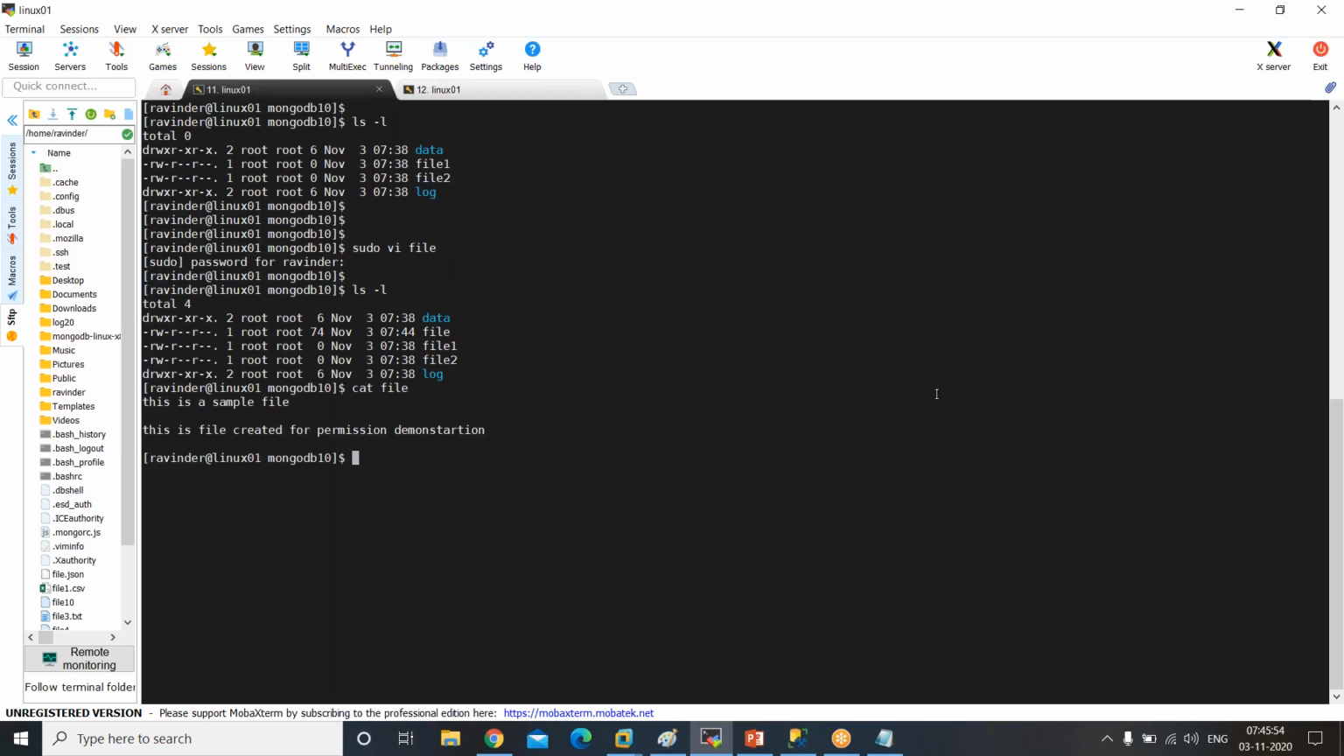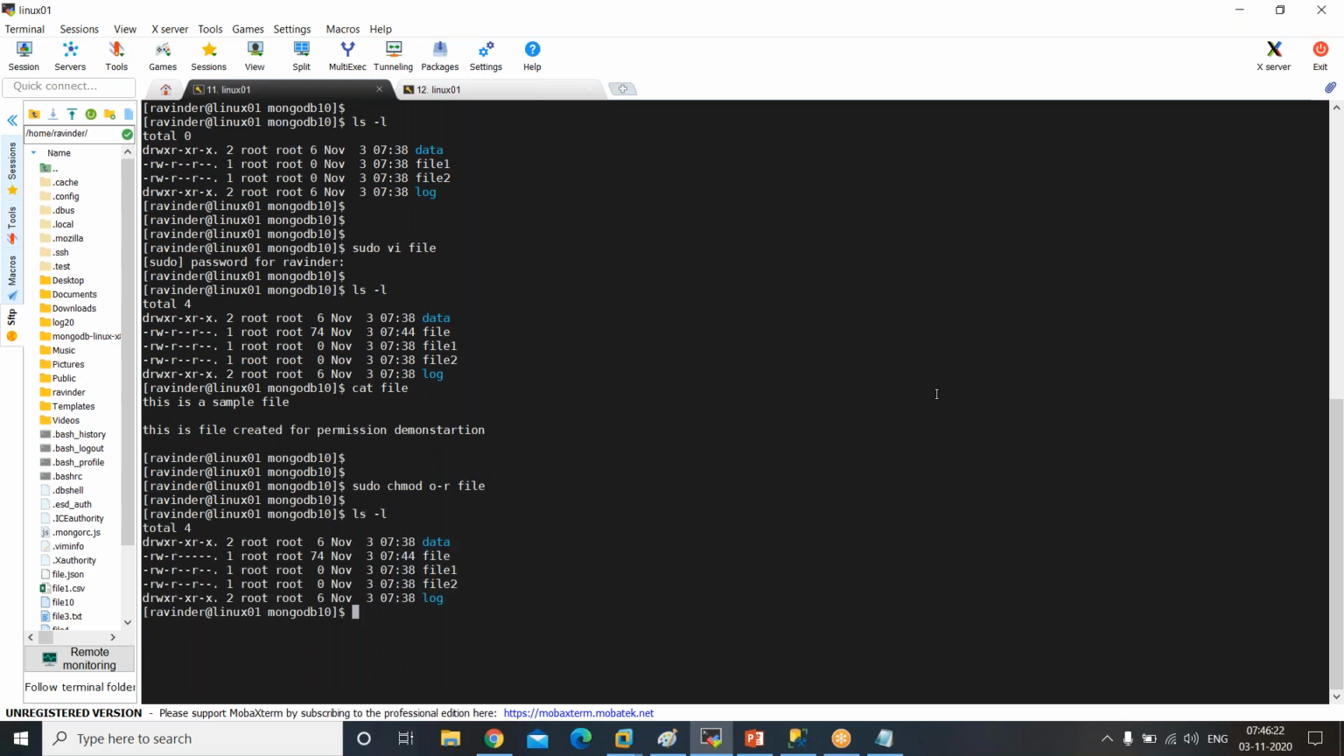Let me take out that permission. So sudo chmod. We have a command called chmod. I'm going to change the permission so that users and group should have the permission, but others should not have the permission. So let's go with other. Other means o minus. I'm going to talk about this. I want to take out read from what file? Right, ls -l. Let's see.